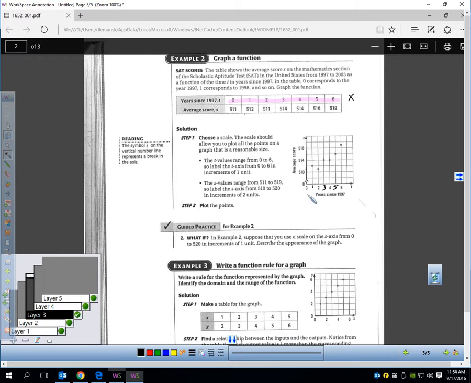Okay? On the other hand, when I look at the average scores, and I've highlighted those outputs in green, remember the outputs are the Y's, I have to get all the way up into the 500s.